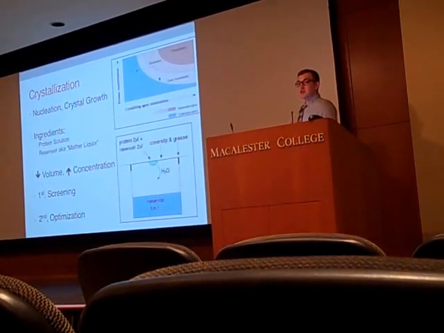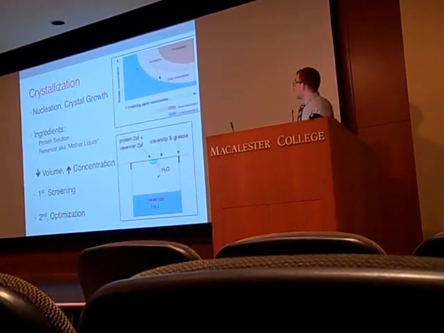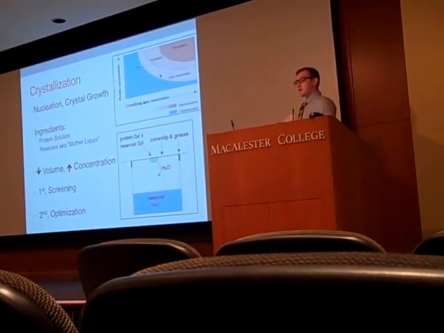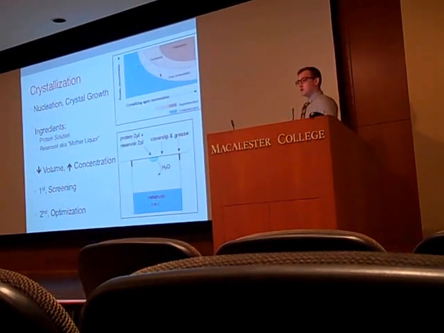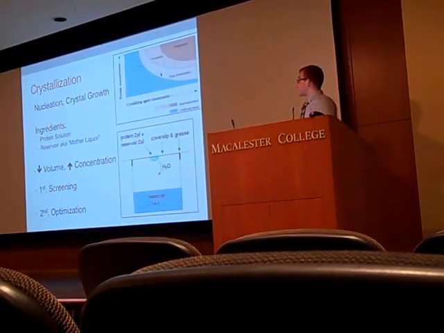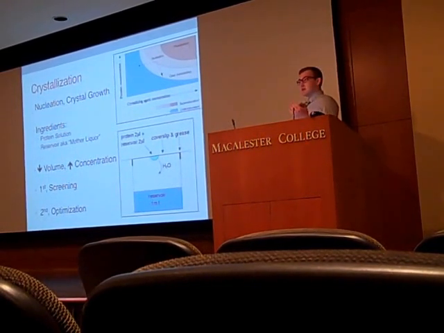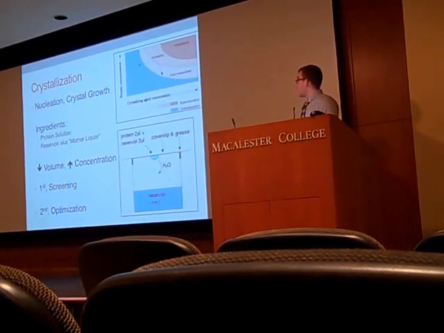But if the concentration increases very slowly, the proteins have the opportunity to come together into a repeating ordered structure. This is known as nucleation. Then, as proteins continue to add on to this nucleation site, a crystal begins to grow.